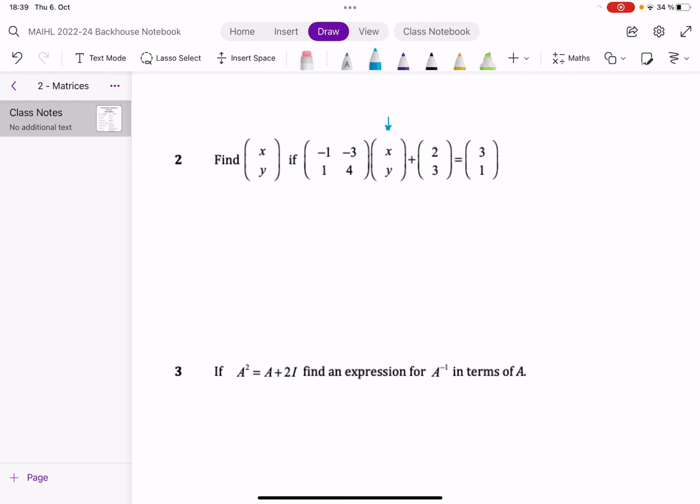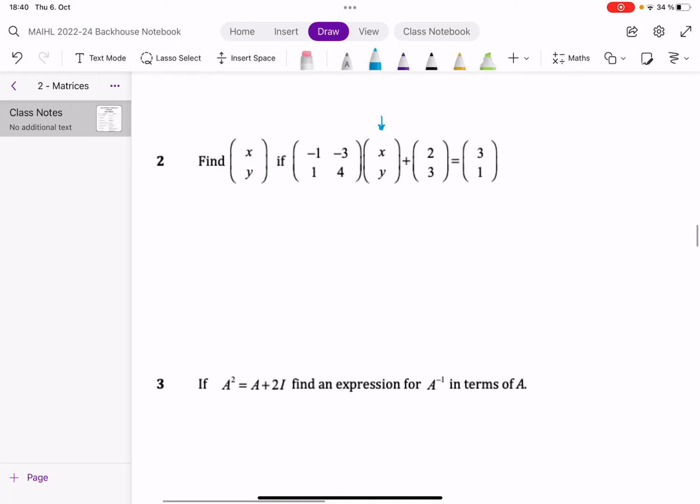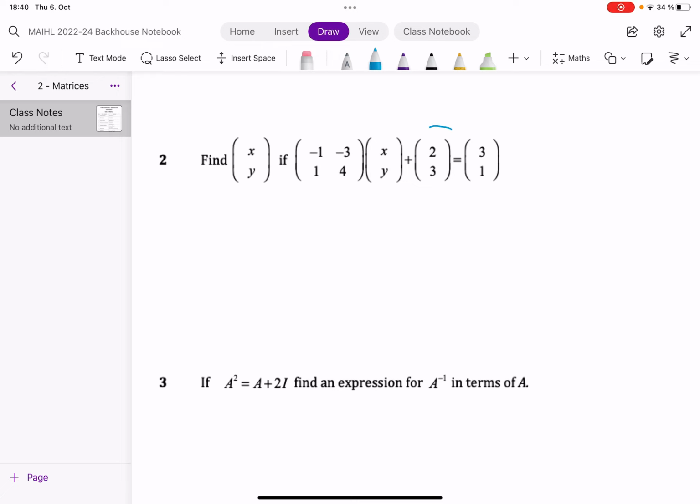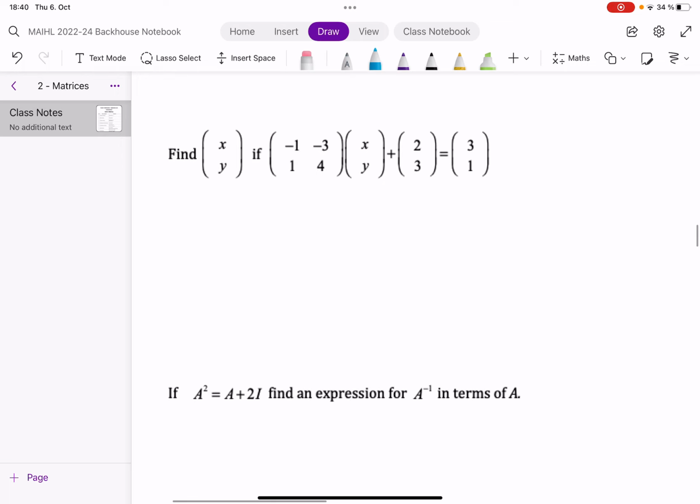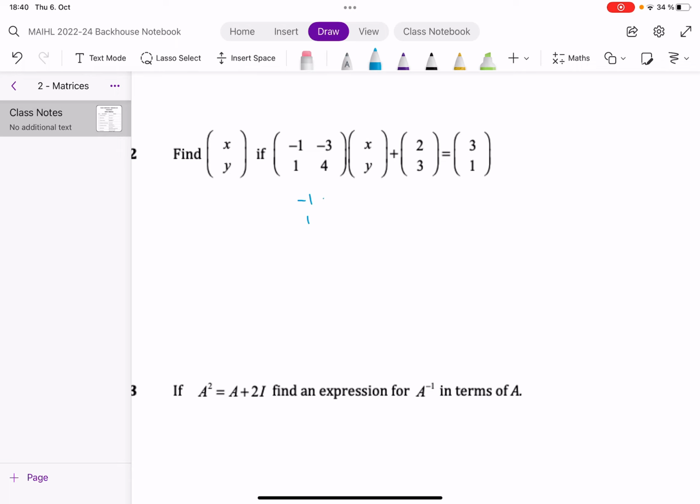Okay, so we need to try and approach it with the algebra skills we already have. If this were just an equation, and I've got something times my unknown plus another number equals another constant, I would start by getting rid of this. And that's the same with matrix algebra. I'm going to subtract this 2 by 1 matrix, 2, 3. So let's keep this where it is. We've got X, Y, and I'm going to subtract 2, 3. So 3 minus 2 is 1. 1 minus 3 is negative 2. There we go.